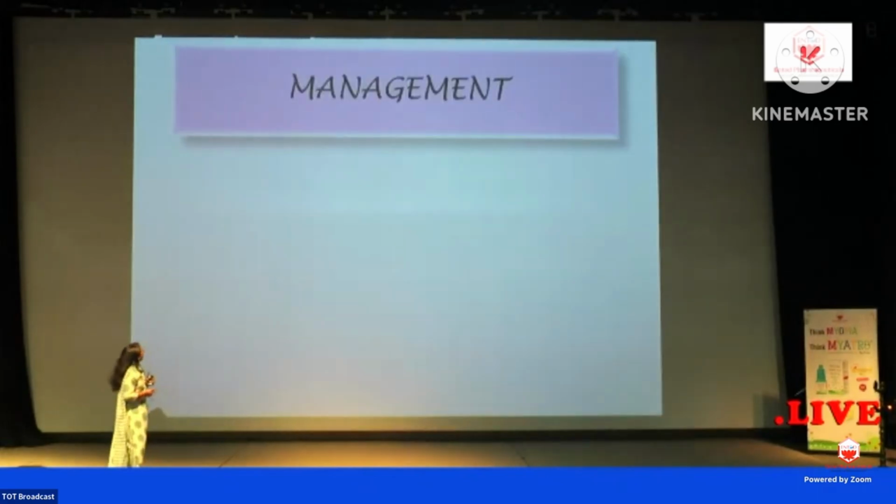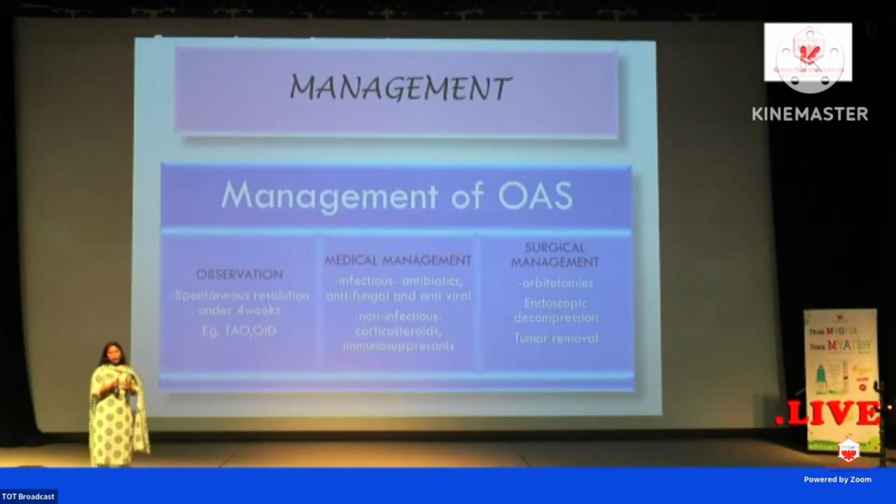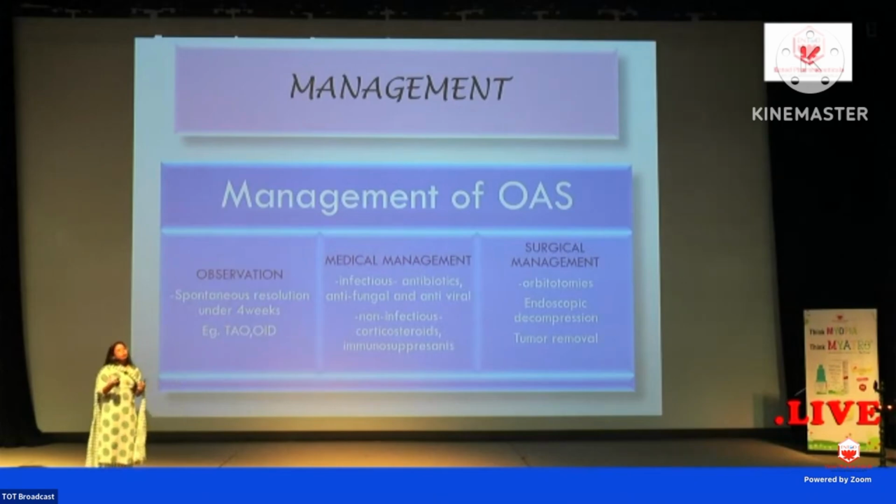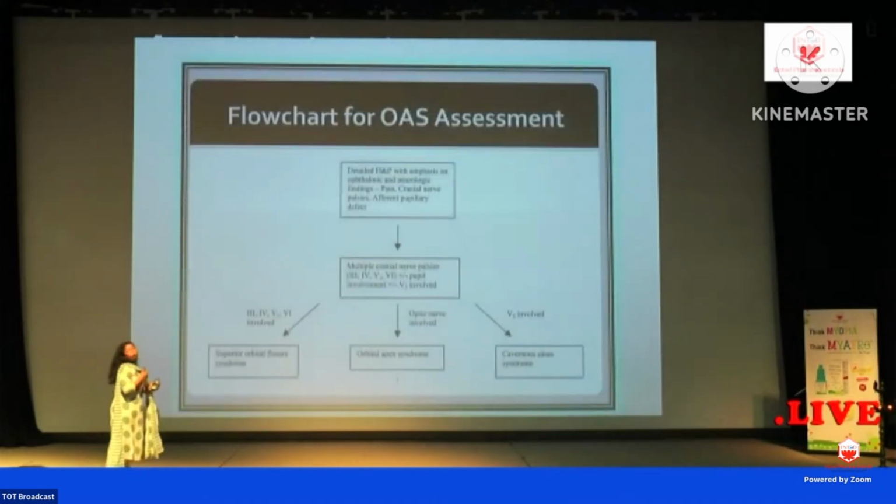So coming to management, first we have to do observation because most cases resolve in 4 weeks. Then for medical management, for infectious causes, go for broad spectrum antibiotic, antiviral and antifungal. And for non-infectious causes, corticosteroid is the mainstay of treatment. For surgical management, we have to do orbitotomies, endoscopic decompression and tumor removal. This is the flow chart for the orbital apex syndrome assessment if V2 is involved and if not involved.